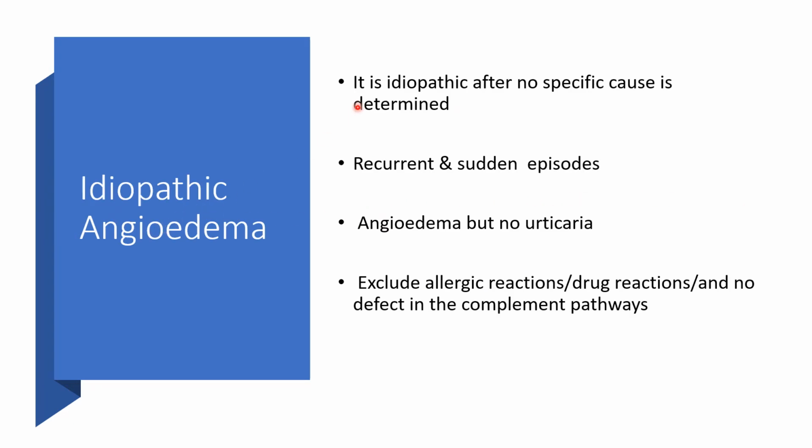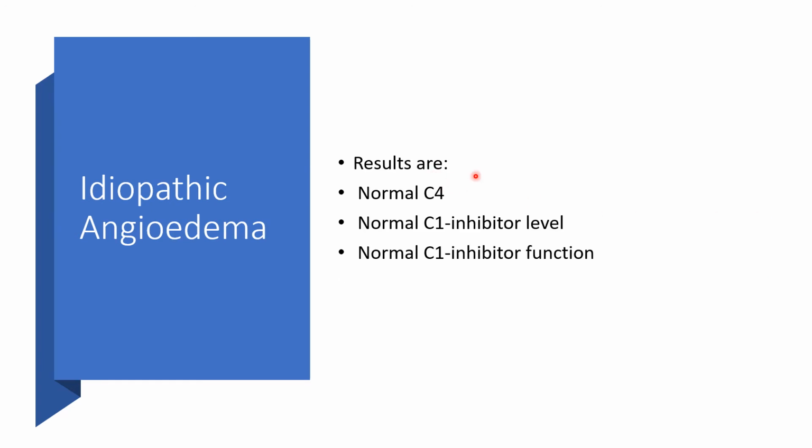Idiopathic angioedema. It is idiopathic in medicine. There's somewhere to hide when we've tried everything and we don't know what is happening. So it is idiopathic after no specific cause is determined. Right? We are still battling with recurrent and sudden episodes, angioedema without urticaria, and we've excluded allergic reactions, drug reactions, and no defect in the complement pathways. So when we go to lab, we likely come down with normal C4, normal C1 inhibitor, normal C1 inhibitor function, level of function all will be normal.